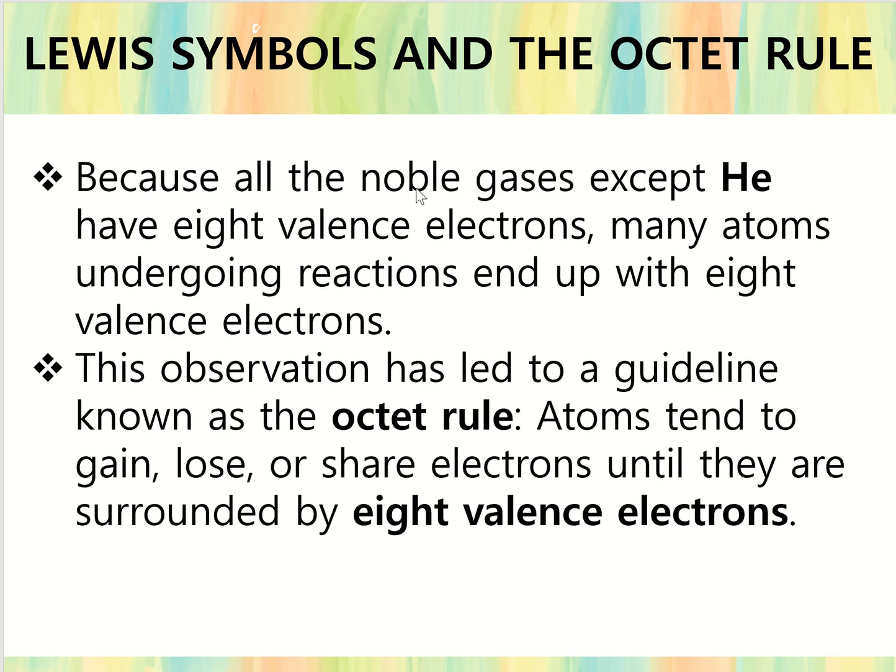And this is so because all of these noble gases, except helium, have 8 valence electrons. Many atoms undergoing reactions end up with 8 valence electrons. And because scientists have seen this pattern over and over again, it has led to the guideline known as the octet rule. That means that atoms tend to gain, lose, or share electrons until they are surrounded by 8 valence electrons. So there's a method to this, apparently.